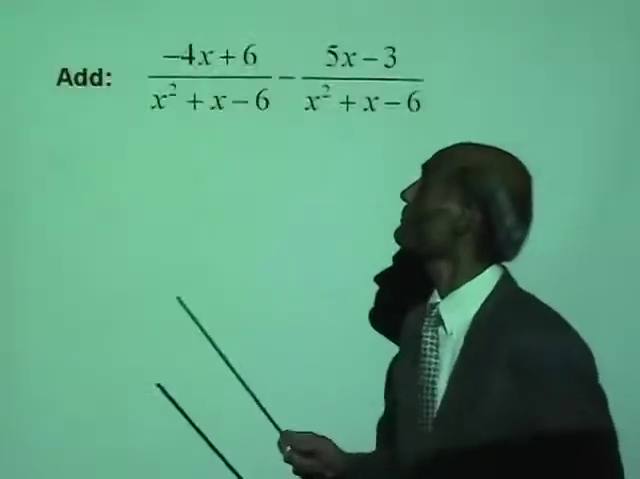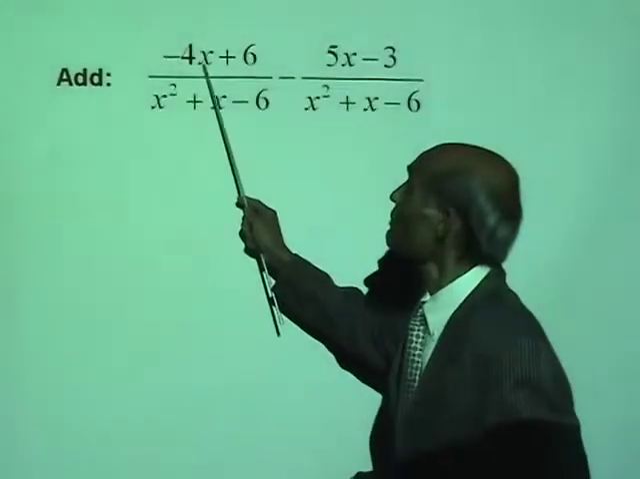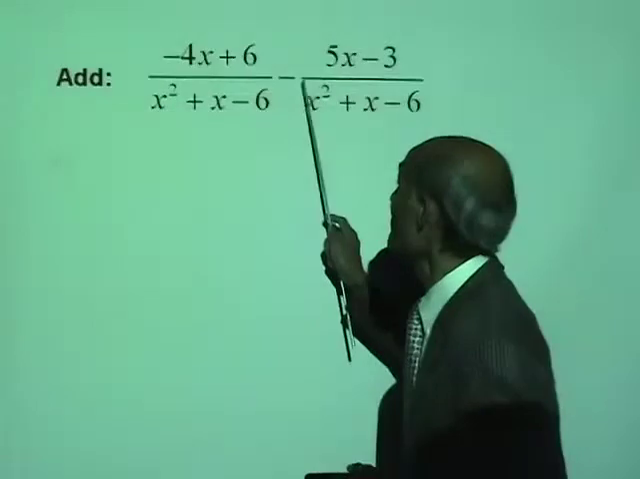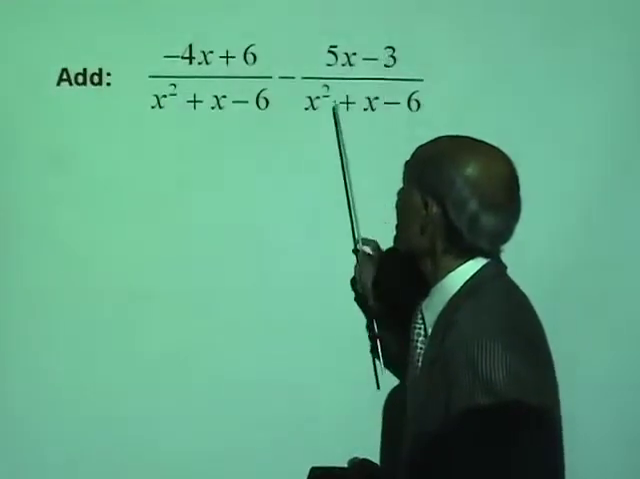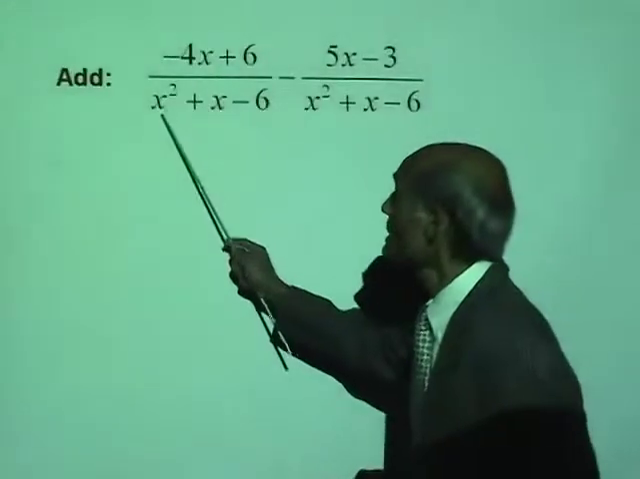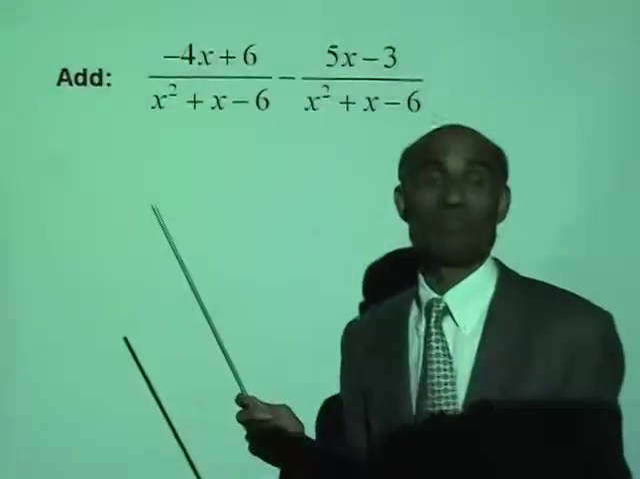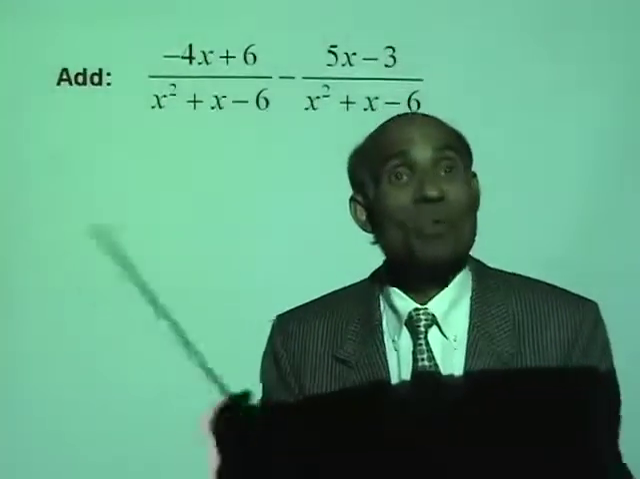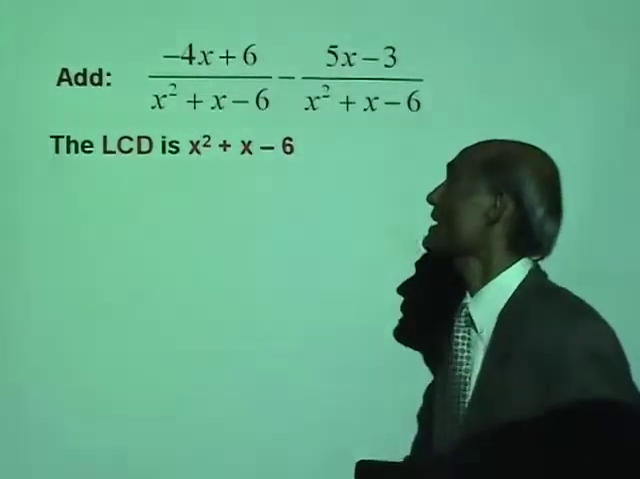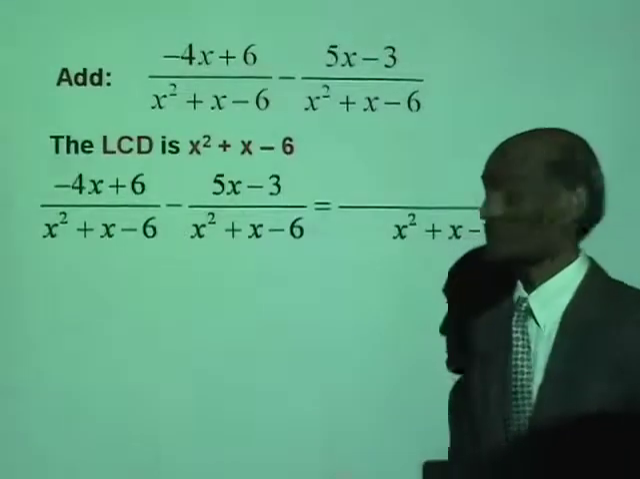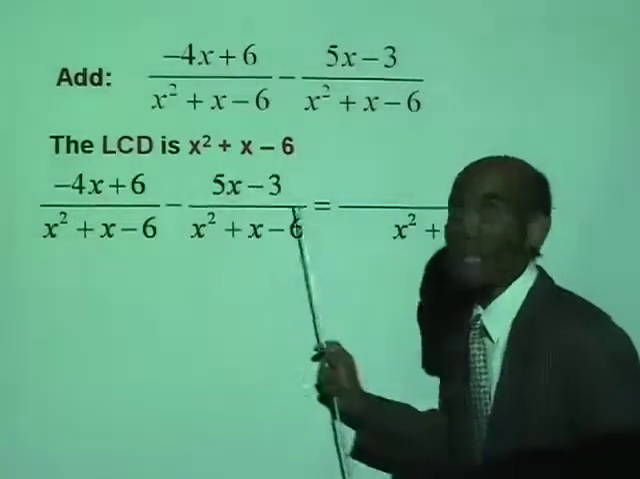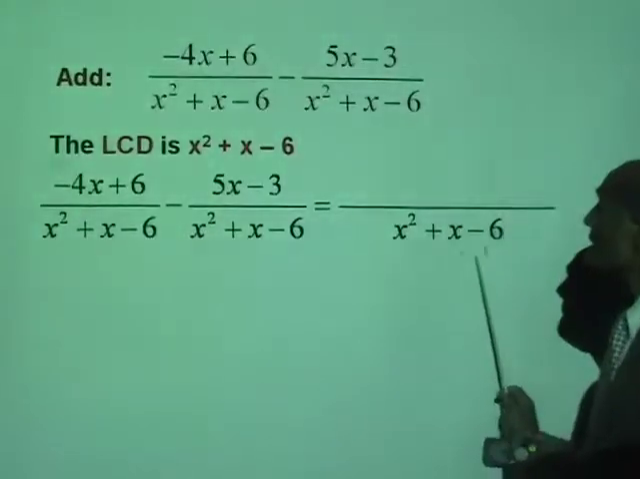Okay, let's do another one. Add negative 4x plus 6 over x squared plus x minus 6 minus 5x minus 3 over x squared plus x minus 6. Here again, the denominators are the same, and therefore the LCD will be the same. The LCD therefore is x squared plus x minus 6. So we would say this rational expression now will be equal to, the LCD is this.